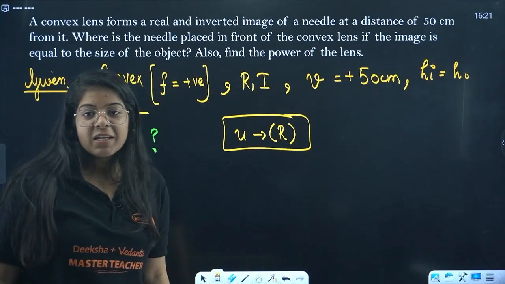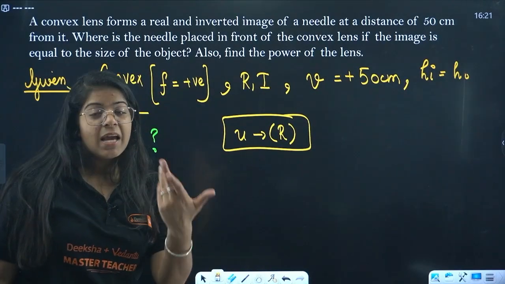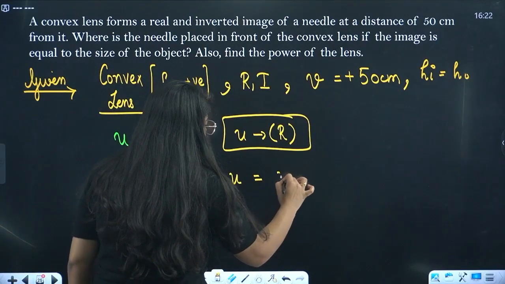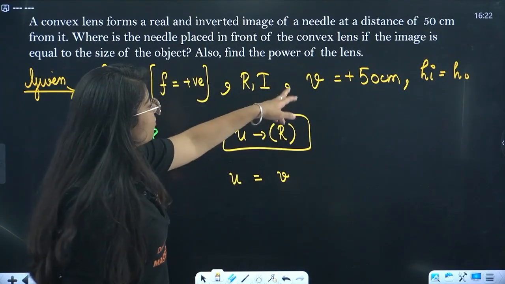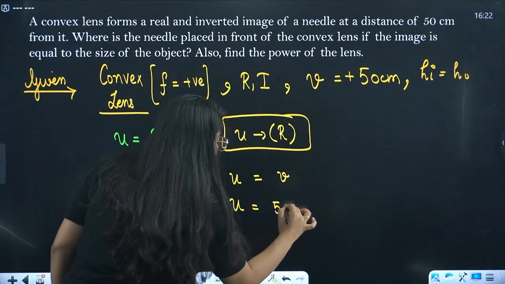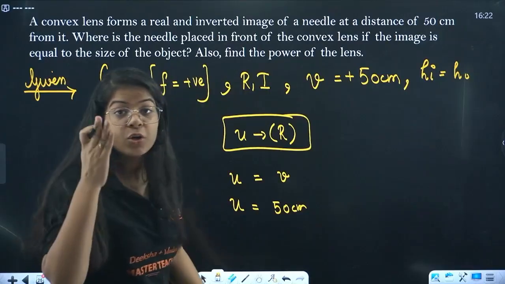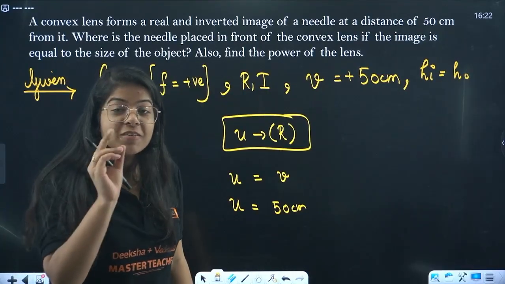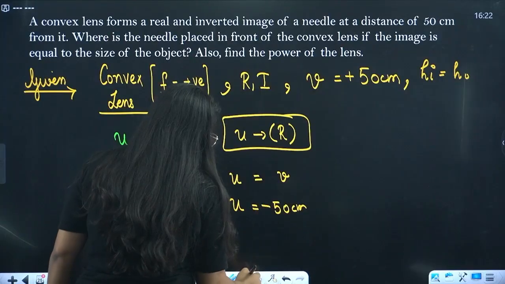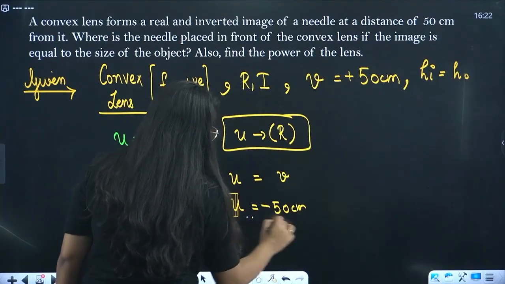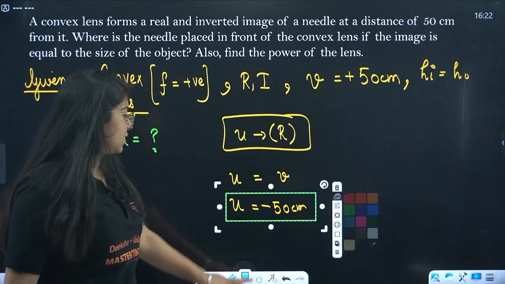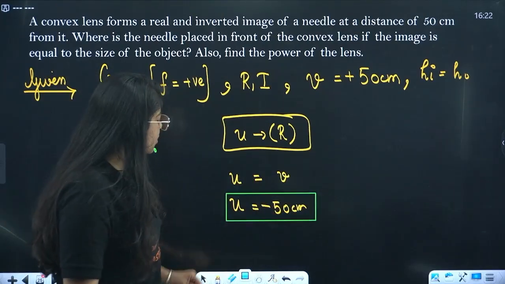If it is placed at the radius of curvature, then the image distance and object distance are the same. Image distance and object distance are equal. So if V is 50 centimeter, U will also be 50 centimeter. Correct? Wrong. U will not be 50 centimeter. It will be minus 50 centimeter, because U is always negative.